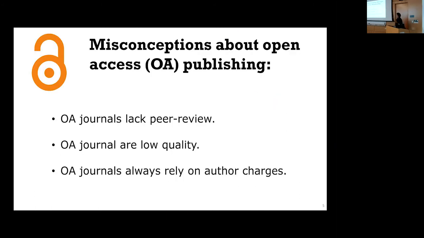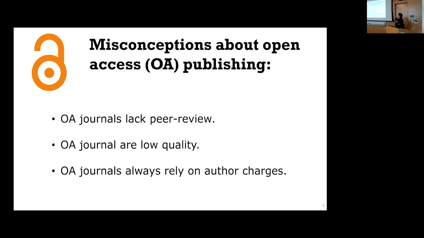And then we'll dive a little bit into the taxonomy or types of open access publishing and how you can publish open access. But I want to tackle a few very common misconceptions about open access publishing first. And I'm curious how many of you have heard or read any of these. How many of you have heard somebody say open access journals are not peer reviewed? How many of you have heard someone say open access journals are poor quality or low quality? And how about open access journals always rely on author charges?